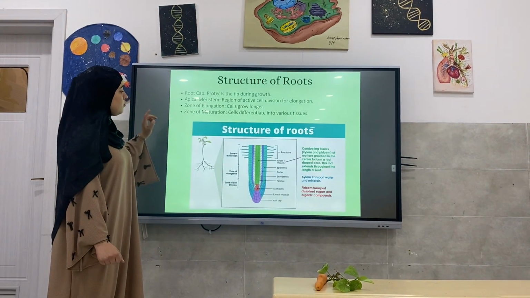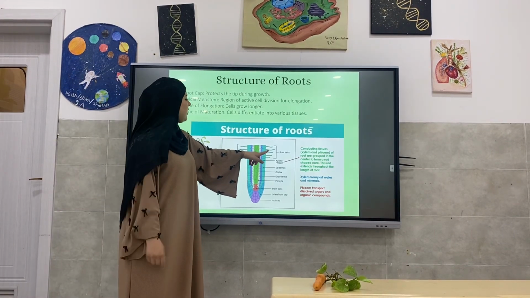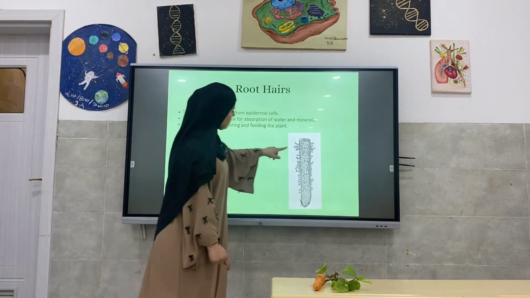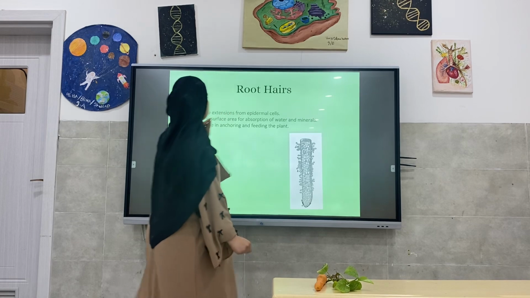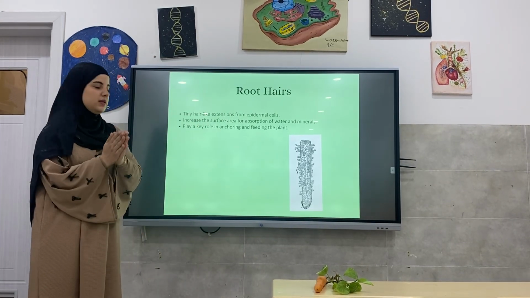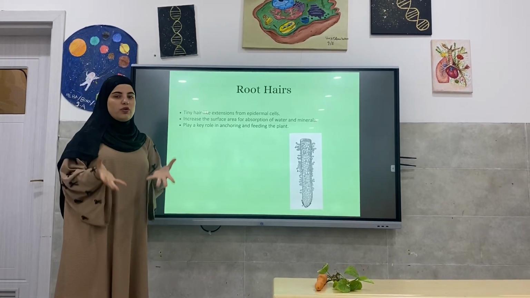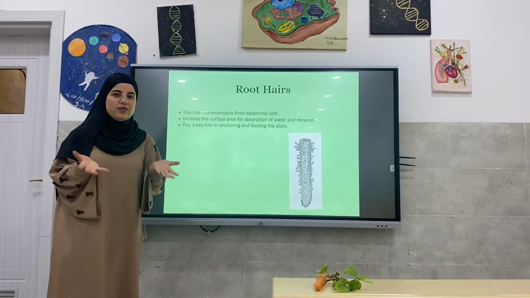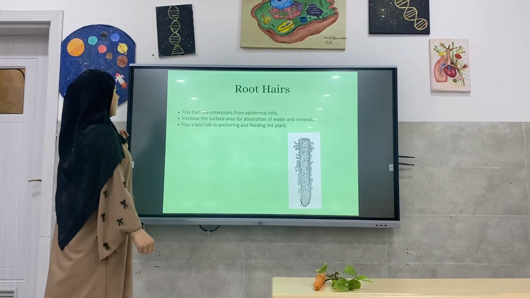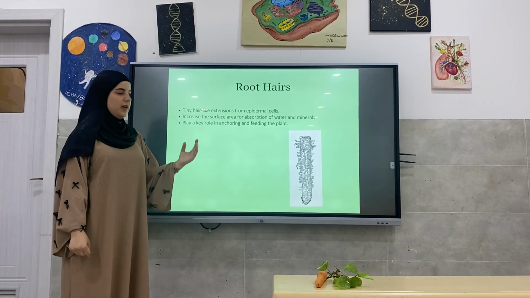What do you mean by root hair? This is root hair, like a hair in the root. This is root hair, as you see. Root hair, tiny hair-like extension from epidermal cell, increasing the surface area for absorption of water and minerals inside the root for the other parts of the plant, and also plays a key role in nurturing and feeding the plant.